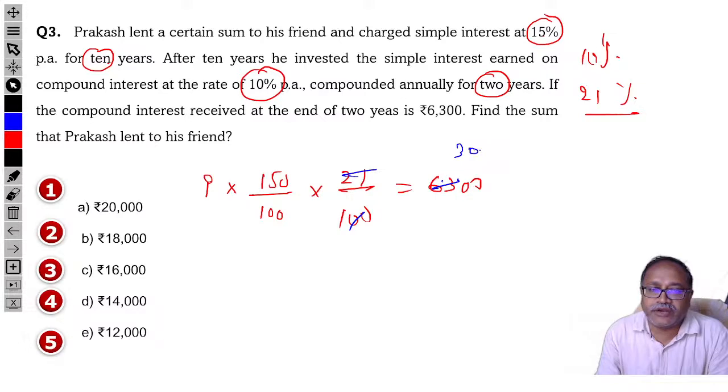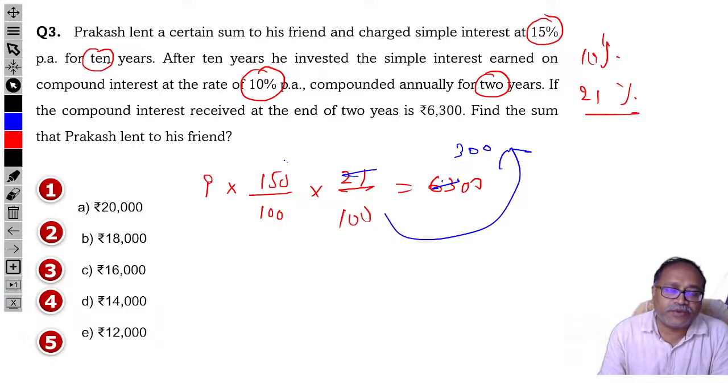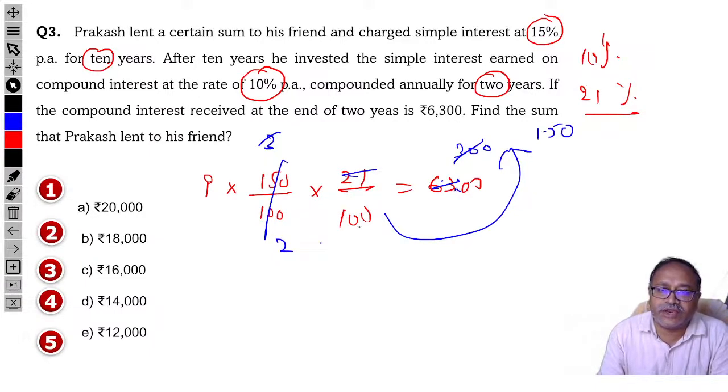So this is 300. With 21, this is 300. Okay, and this has to be multiplied. I'm sorry, this has to be multiplied. So this is 3 times, this is 2 times. With 3, this is 150 into 2 is 300 followed by 100.